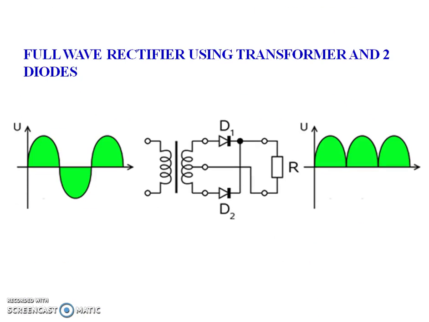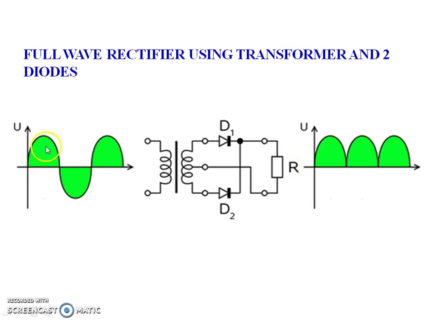A full wave rectifier using a transformer and 2 diodes. So you can see the input AC wave, and here in the circuit we have a transformer. This is a center tap transformer. We have 2 diodes D1 and D2, and only one diode is conducting at a time. The other one will be reverse biased, and there is also a load connected here. This R is the load connected here.